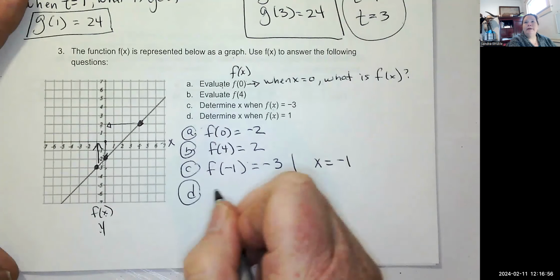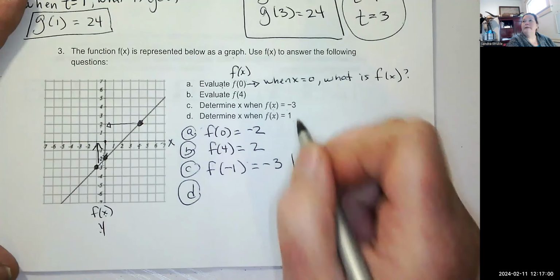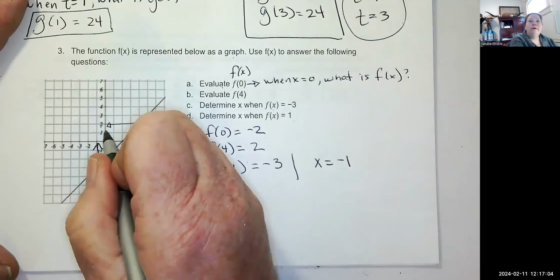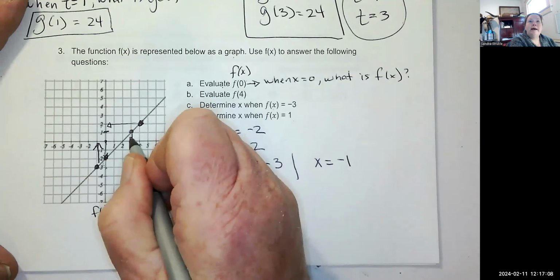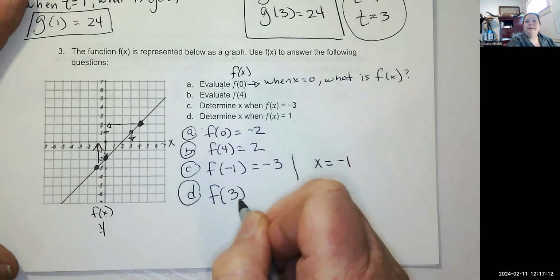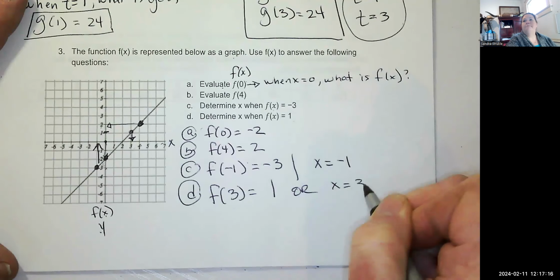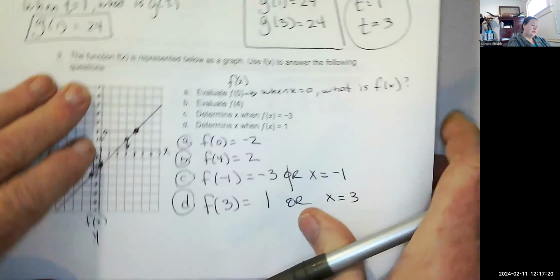And then the last one is when f of x is 1, we need to know what x is. So on this value, whenever it's at 1, well, here's 1, find it on the graph. What is that in the x value? And that is 3. So f of 3 is equal to 1, or you could write x is equal to 3. So this would be an or. All right, let me know if you have any questions on that.